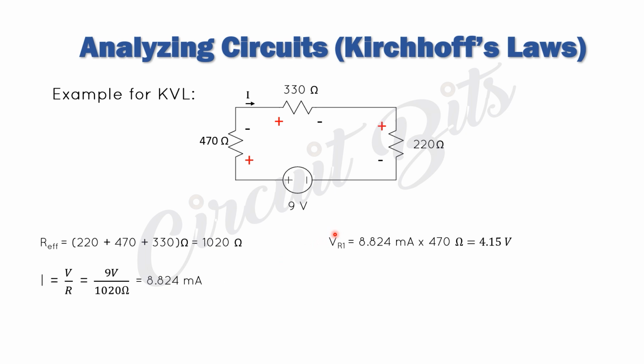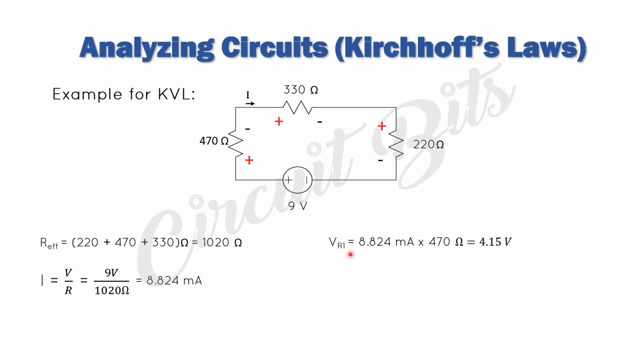Then we move on to finding the voltages across each of these resistors. This is our VR1, VR2, VR3. So VR1 is equal to 8.824 milliamps, which is the current that flows through it, multiplied by 470, which is its resistance.